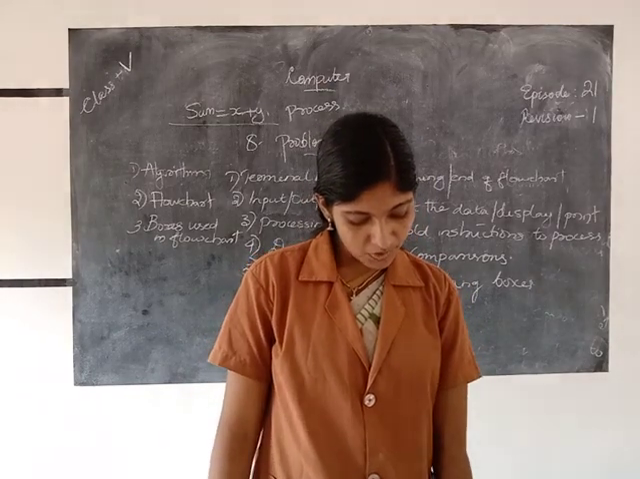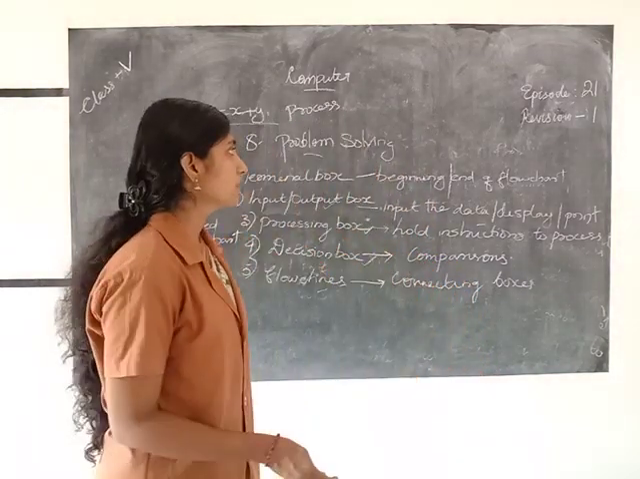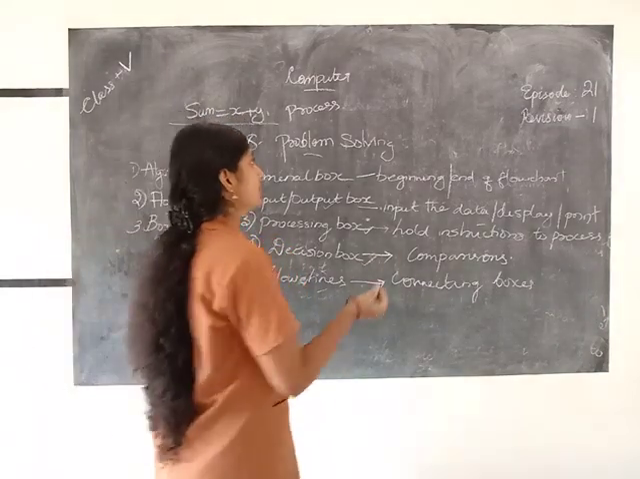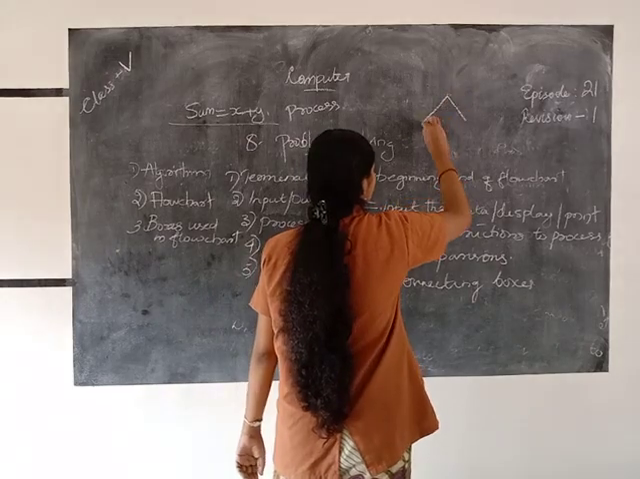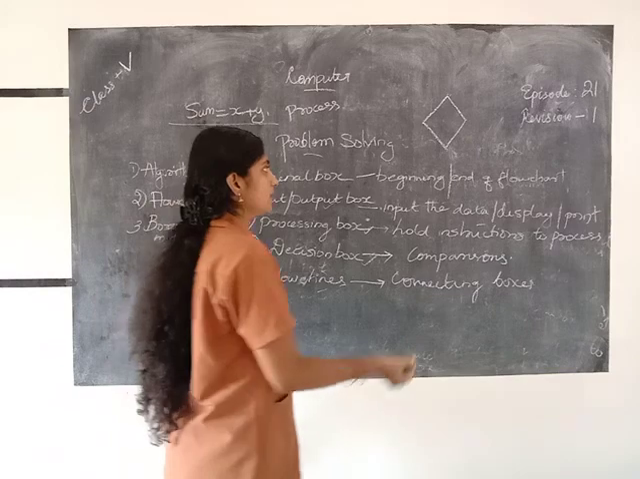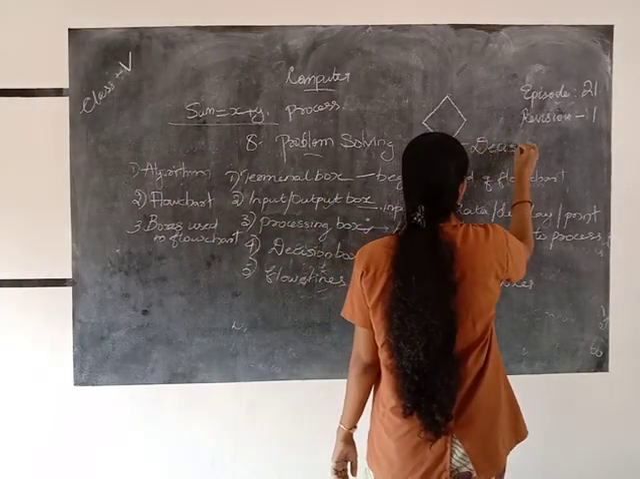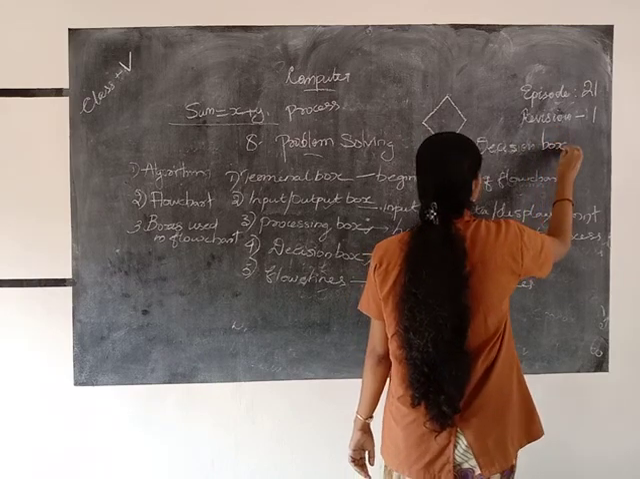Then next one. Which box will you use for decision making? Draw it. Decision box is like this. This is the decision box. Okay.